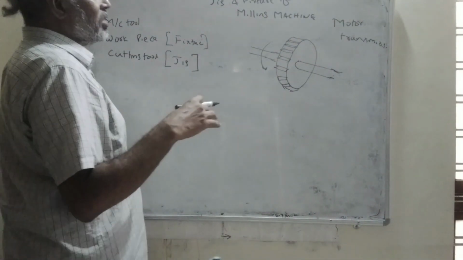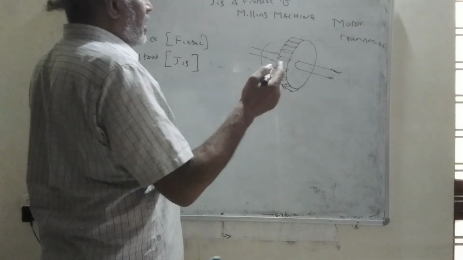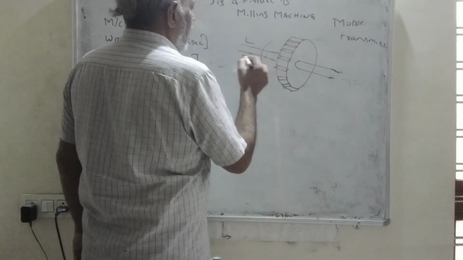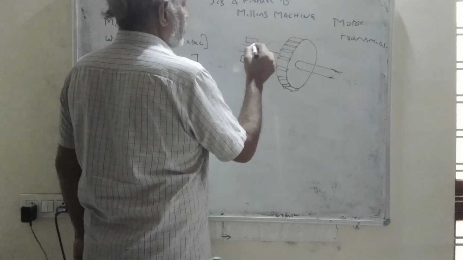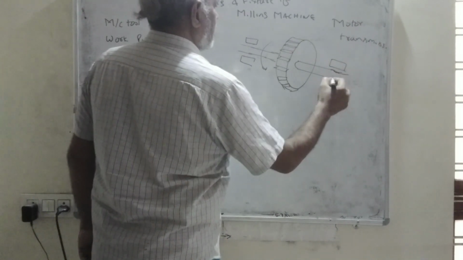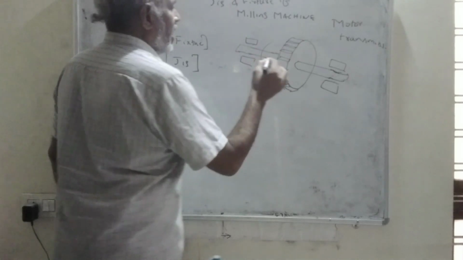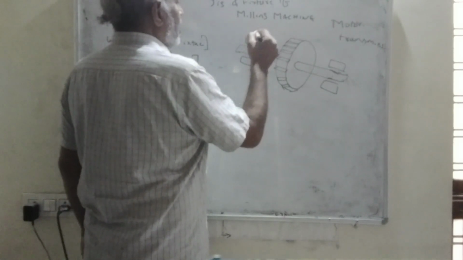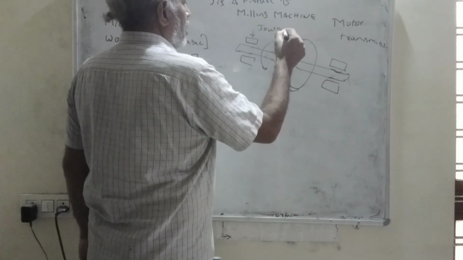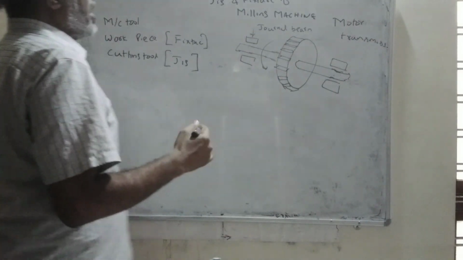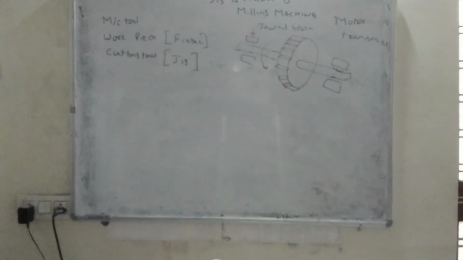A jig is a device which holds the cutting tool. That means there should be some mechanism or a bearing which holds this particular gear. This is a cutting gear which has a shaft, and this is held by a journal bearing. So this journal bearing will be a jig for the milling machine.